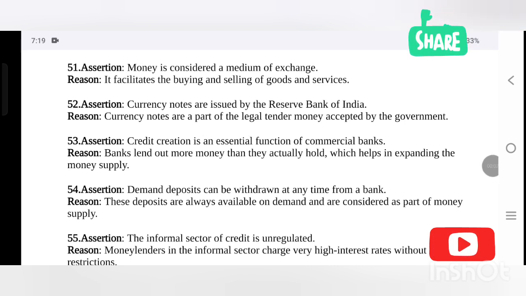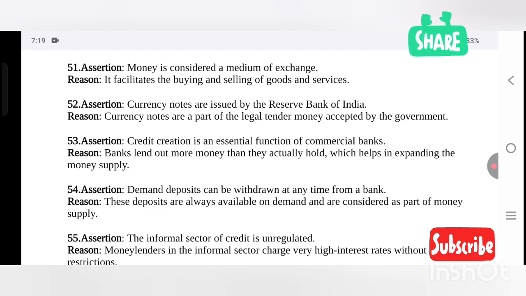Dear students, now we have A and R type questions, assertion and reason type questions. Question number 51, assertion. Money is considered a medium of exchange. Reason. It facilitates the buying and selling of goods and services. Yes. So the correct answer is both A and R are true, and R is the correct explanation of A.